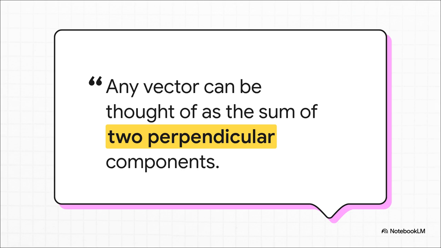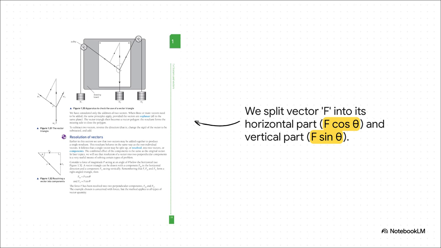Resolving a vector is just our way of figuring out exactly how much push or pull it's contributing in each of those two directions. And guess what? We use the same tool, the right-angled triangle. Only this time, our main vector is the long side, the hypotenuse. The other two sides, the horizontal and vertical ones, are its hidden components. And with a tiny bit of trigonometry, we can find their exact sizes. The horizontal part is always the main force, times the cosine of the angle. And the vertical part is the force times the sine of the angle.